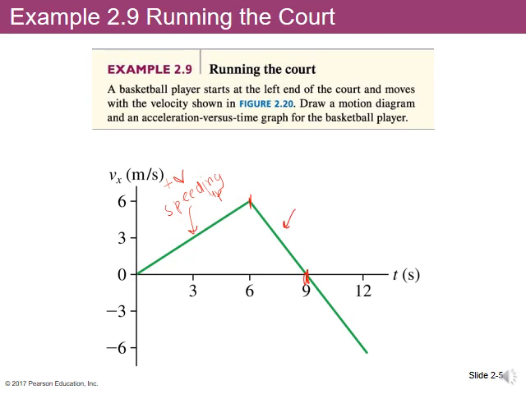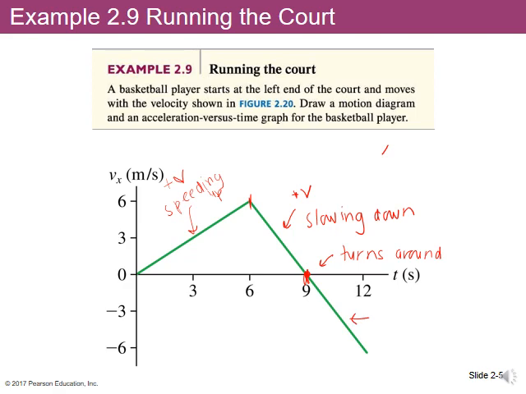During this time, he's moving with a negative, not a negative velocity, still a positive velocity, but it's a negative acceleration. So he is slowing down as he gets closer and closer to 0. Now this is an important point right here. What happens right here when the velocity changes from positive velocity to negative velocity? Whenever your velocity changes direction, he turns around.